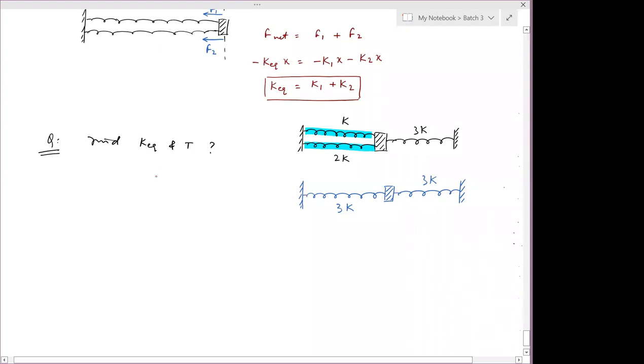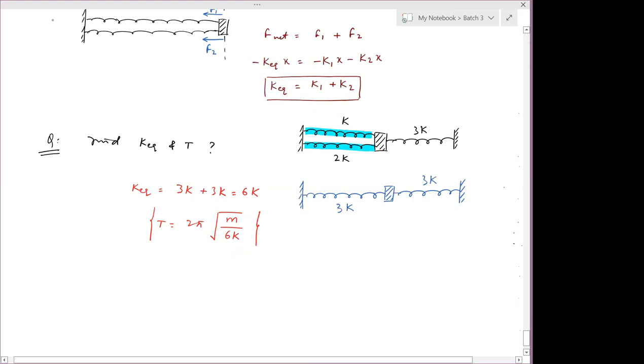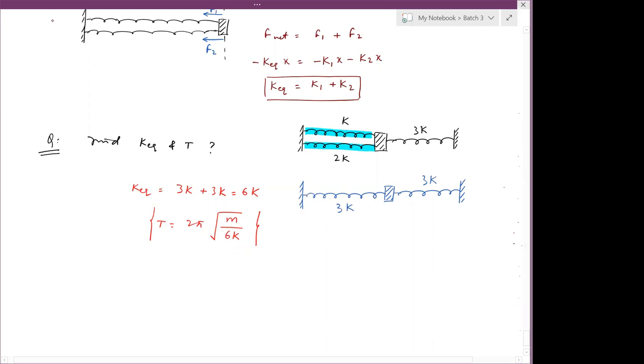Yes, sir. So K equivalent now will be K1 plus K2, so it will be 6K. And time period equals 2 pi root under M by K. In this part, we have 6K. Abhinav, any doubt? No doubt, sir. Good.